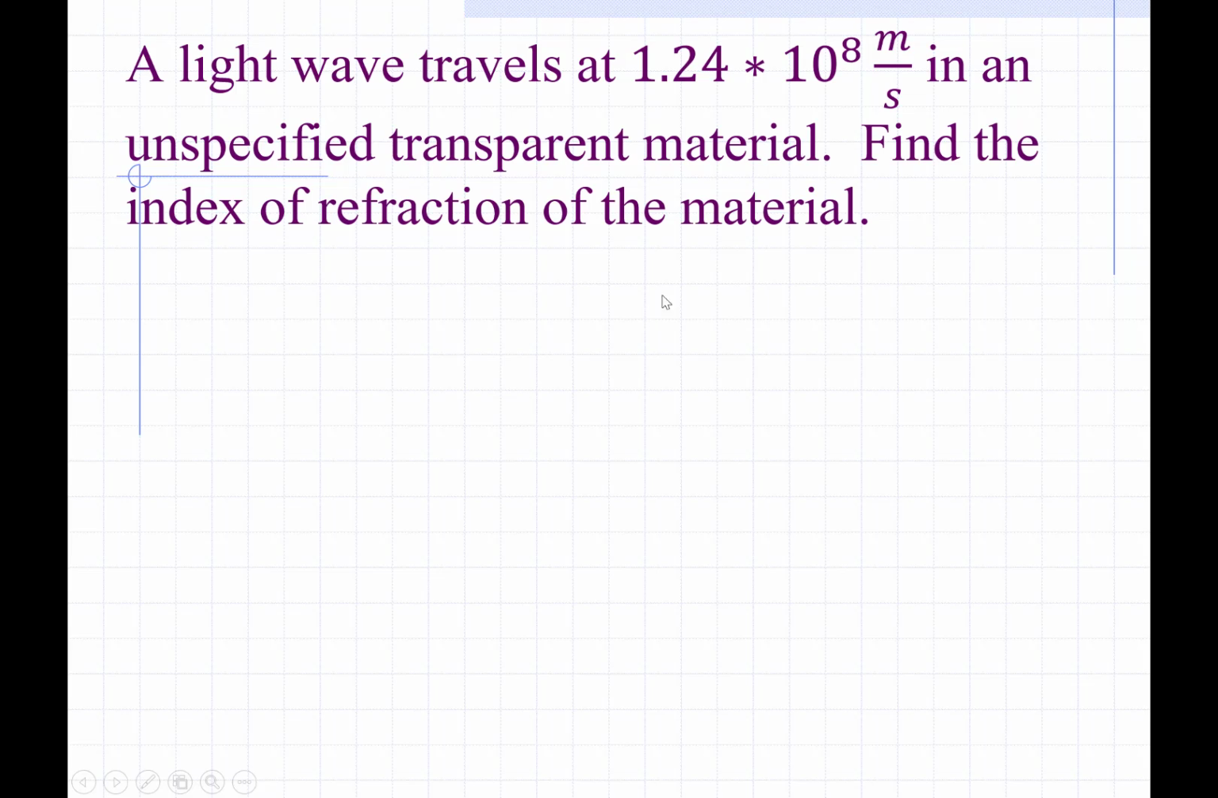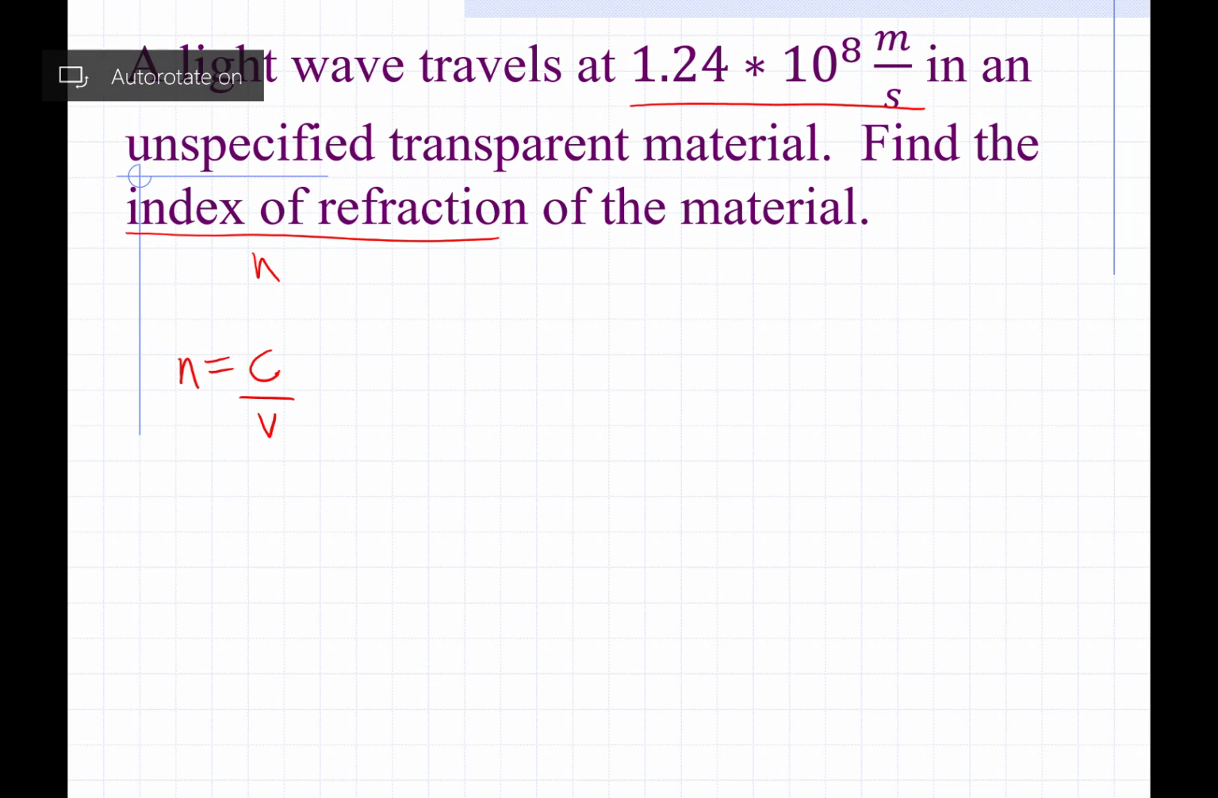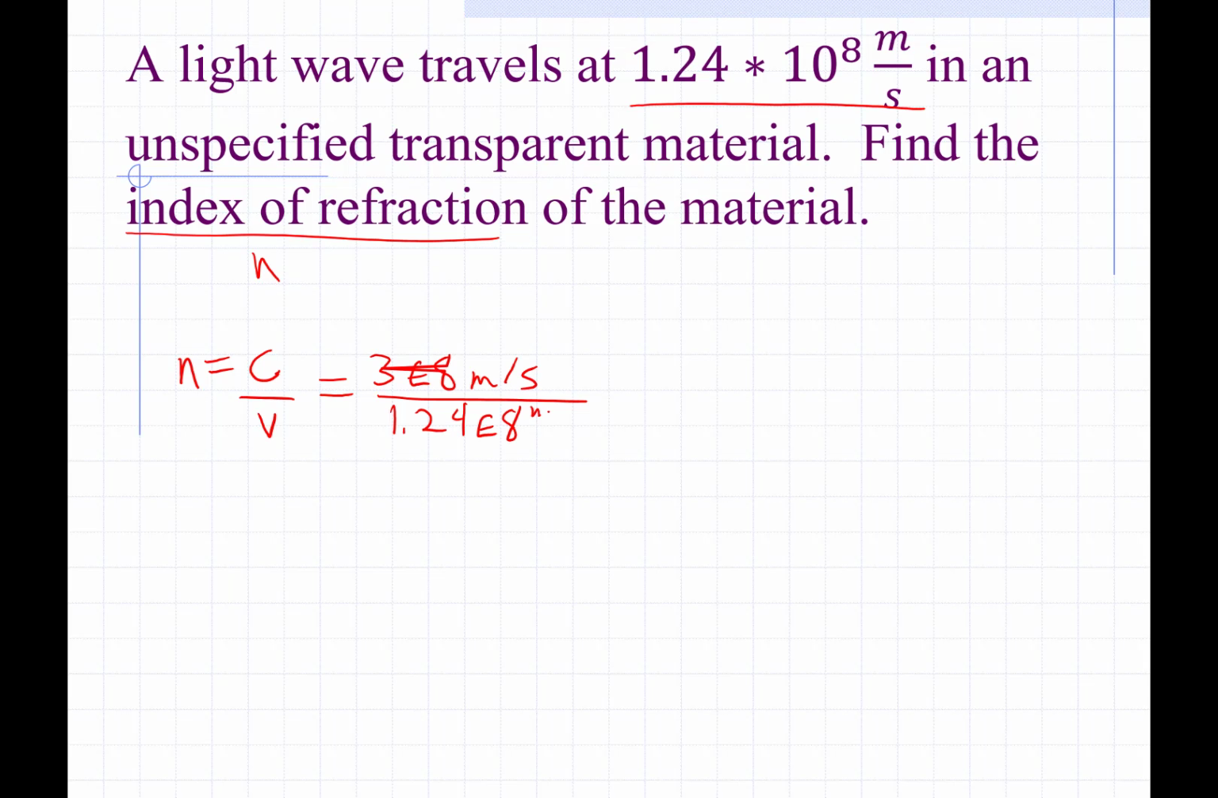So here's an example problem. A light wave travels at 1.24 times 10 to the 8 meters per second in an unspecified transparent material. Find the index of refraction of the material. Well, we're given the speed of the light in that material, and we want to find the index of refraction, n. We know that n equals c over v. So all we have to do is plug in c and v. We know that c is 3 times 10 to the 8 meters per second, and we know that v is equal to 1.24 times 10 to the 8 meters per second.